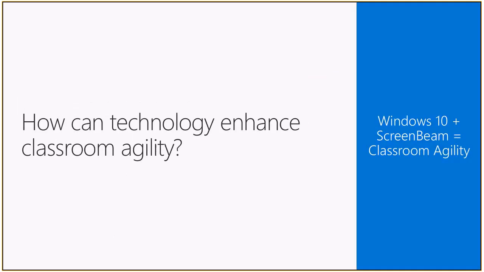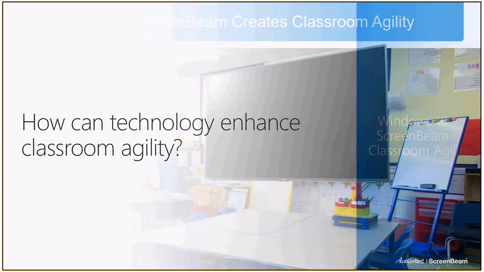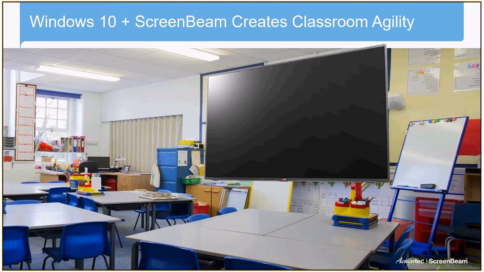So the follow-up question is, how can technology enhance classroom agility? Well, the answer is a combination of Windows 10 and ScreenBeam wireless display. With Windows 10 and ScreenBeam, I can share lessons on the projector and, at the same time, still have the flexibility that I need to roam the room and assess how students are doing. To create classroom agility with Windows 10 and ScreenBeam, it's pretty easy.